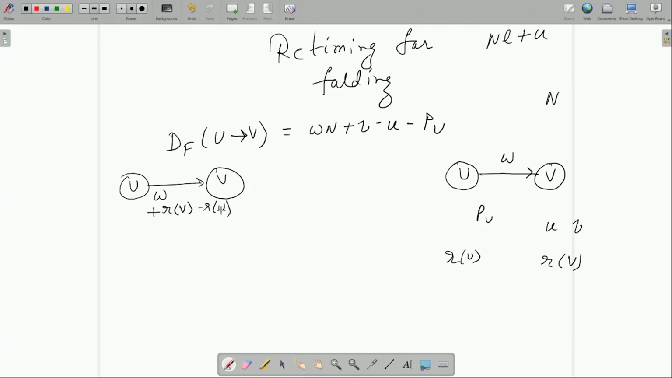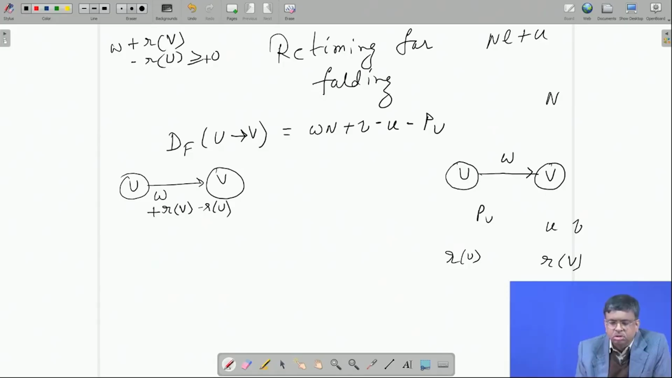Of course, you should choose this so that the feasibility inequality is satisfied, that is W plus R of v minus R of u should be greater than or equal to 0. That you have studied in the case of retiming, that you assign retiming values so that this inequality is satisfied. So, no edge after retiming turns out to be negative.